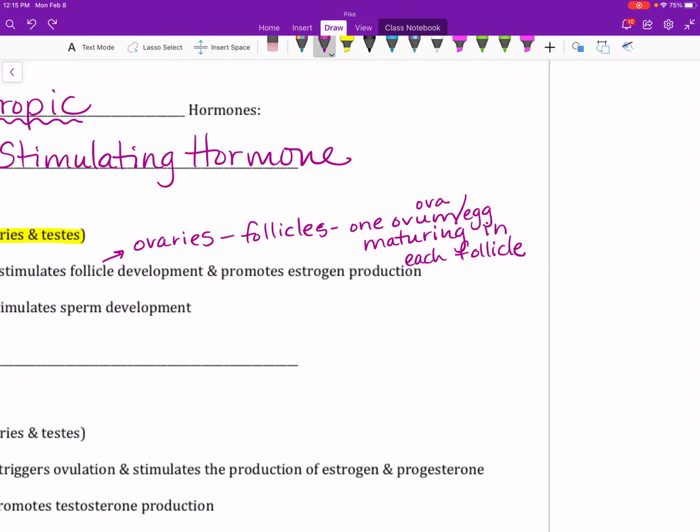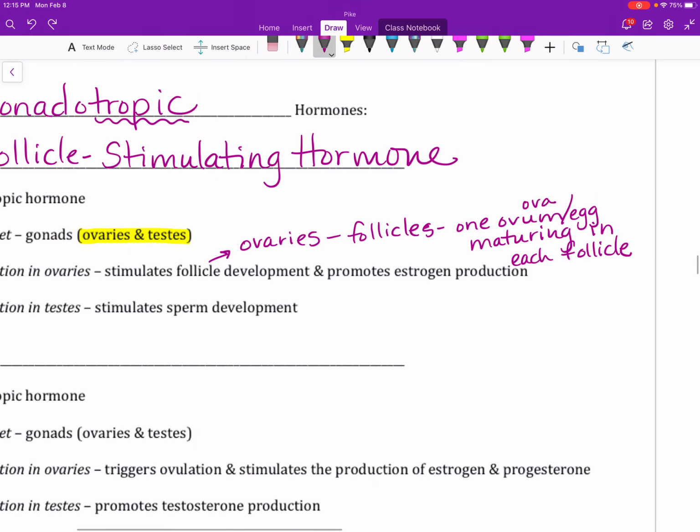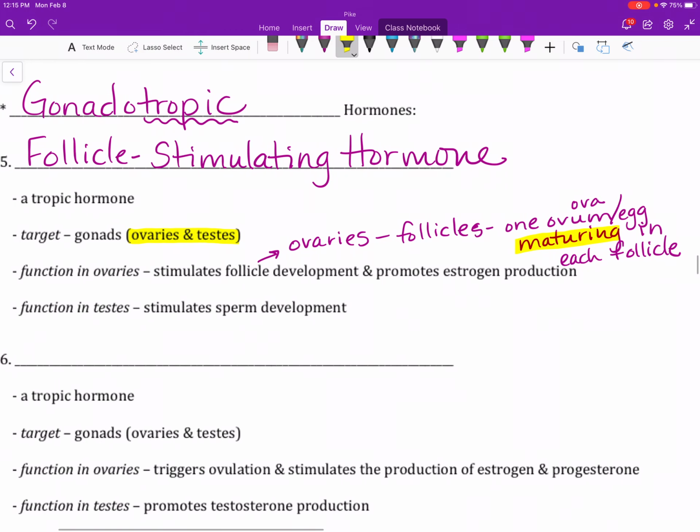But that's going to be on the next hormone. Okay, so all we're talking about here is maturing that egg. Developing that follicle, getting that egg ready. And it causes the ovaries to secrete estrogen. So it's basically telling the female ovaries, all right, get off your butt, start to secrete your hormone estrogen, and start maturing those ova in these follicles.